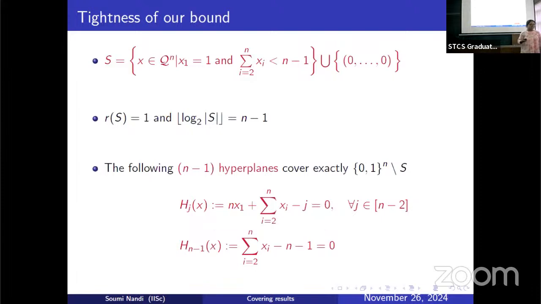And this bound is tight because that is where we took all the points with x equal to 1 and then dropped off all 1, instead taking all 0. For this set, since the index complexity is 1, the new lower bound is n minus 1. And actually we can show that there exist n minus 1 hyperplanes which cover exactly the other points outside S and no points from S are covered.